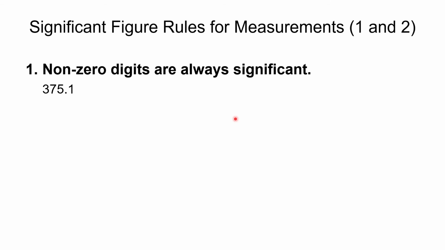So, for example, in this one, 375.1, there are 4 non-zero numbers there, and so we would say that there are 4 significant figures. So the 3, the 7, the 5, and the 1 are all significant. All right, here's another one, 42. Well, that's 2 significant figures. All right, so non-zero numbers are always significant.